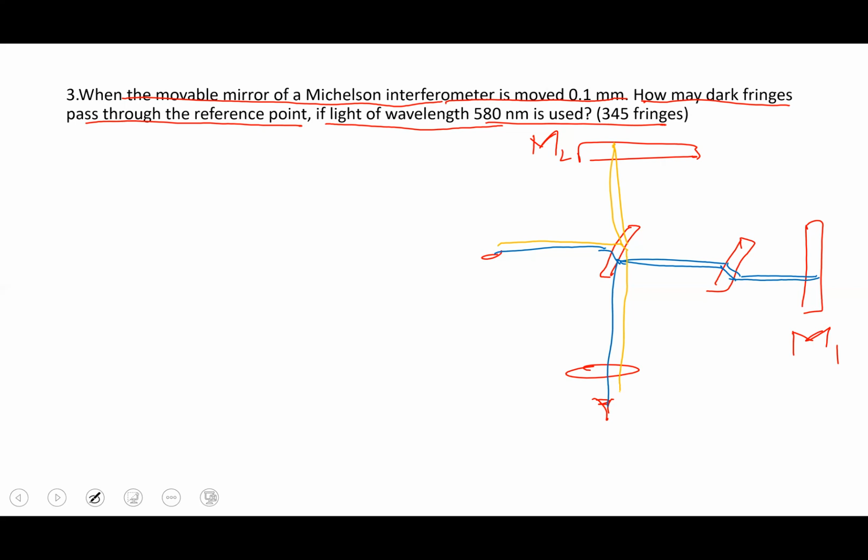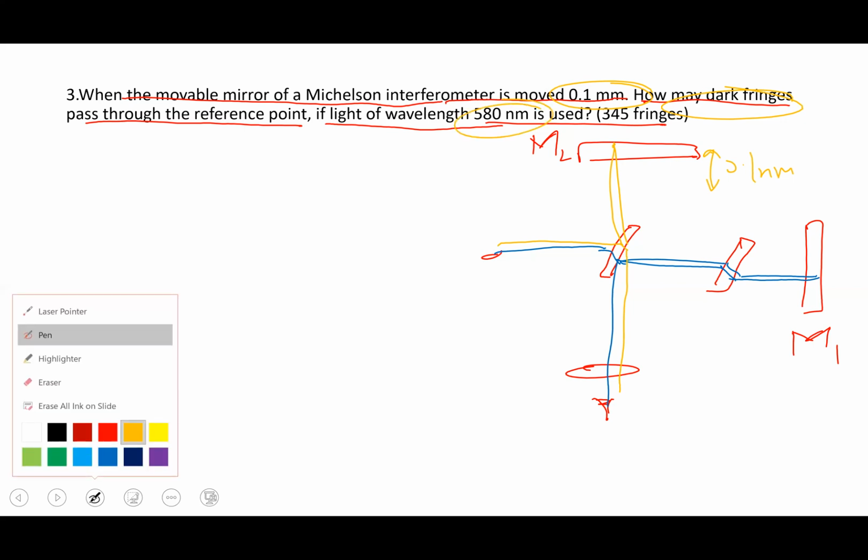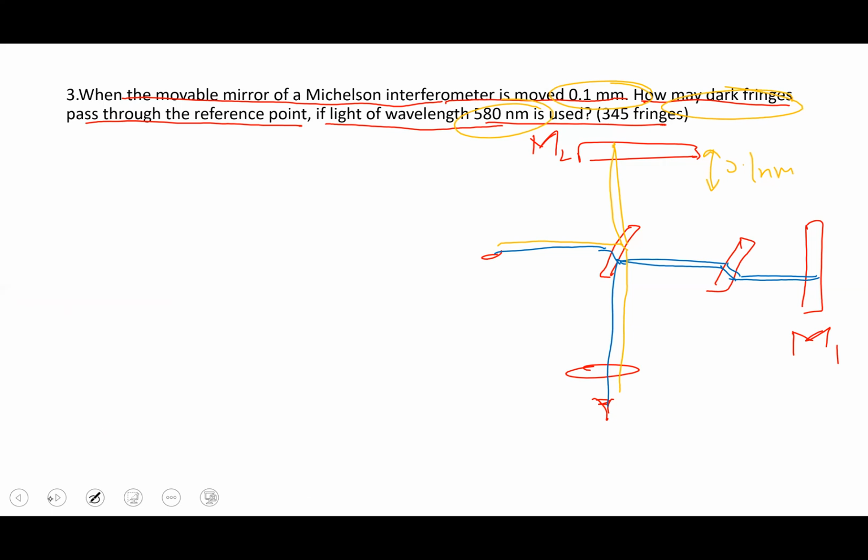So he says that if this movable mirror is moved 0.1 nanometers, how many dark fringes will appear at this point for the wavelength, which is 518 nanometers? Let us look at the data first now.